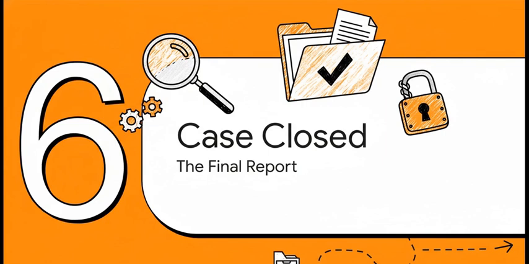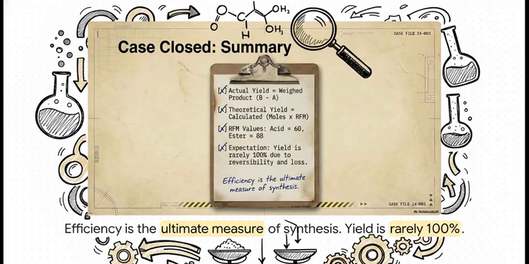Well, with the verdict in and the main suspects identified, it's time to close the case. Let's file the final report, summarizing the absolute key takeaways from our entire investigation. So here it is, the final report. Just remember this. Actual yield is what you physically weigh. Theoretical yield is what you calculate. And because of our list of suspects, the yield is almost never going to be 100%. That final percentage you calculate, that is the ultimate measure of how well your synthesis actually went.